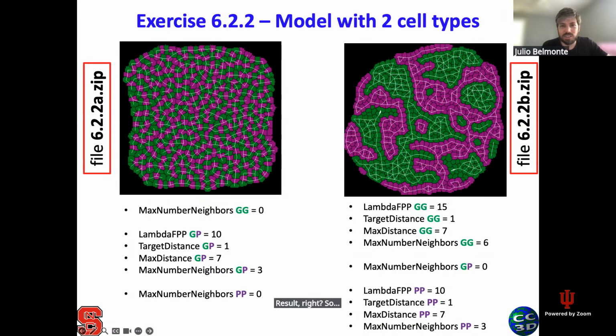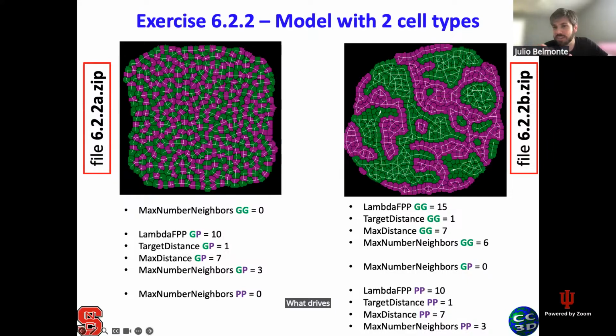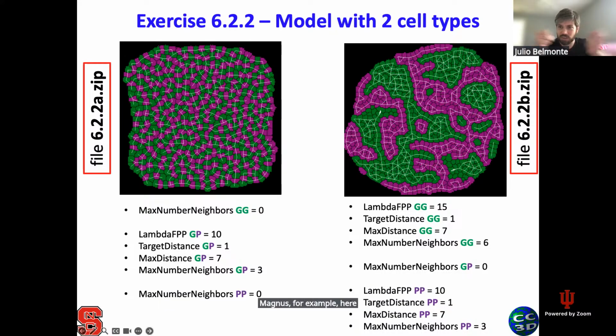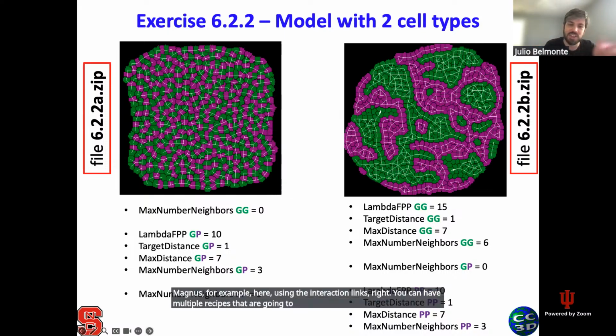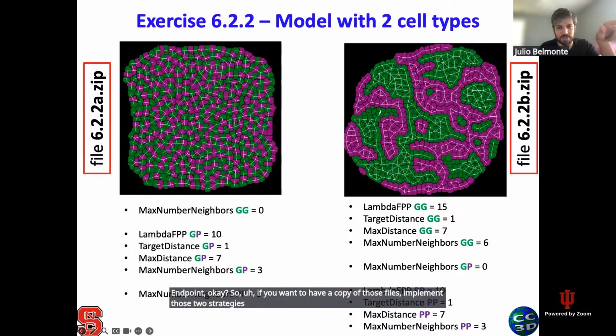It can be this way, it can be another way. Maybe for a specific system there's a correct result, but in general, what drives cell sorting? There are many mechanisms that drive cell sorting, even using the same kind of basic mechanism, for example, here, using the interaction links. You can have multiple recipes that result in the same endpoint. If you want a copy of the files that implement those 2 strategies that I showed here, you can download them.